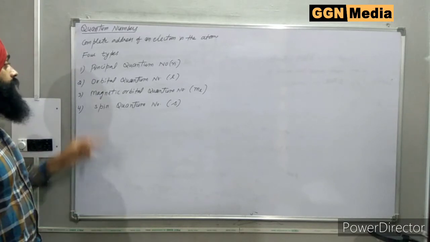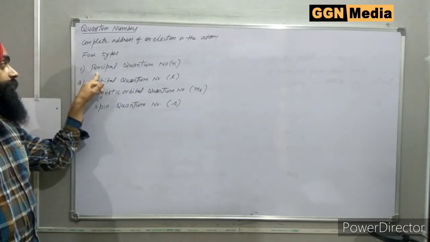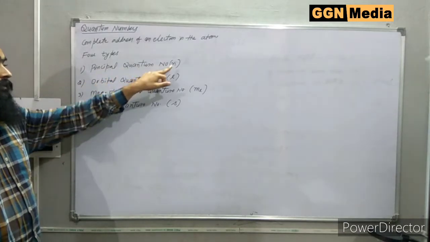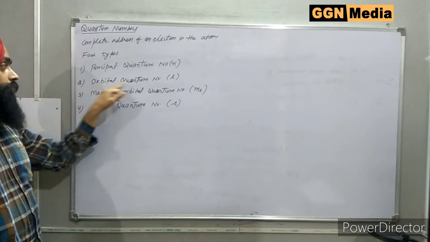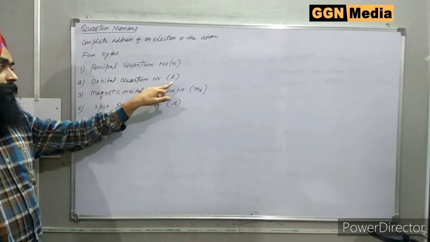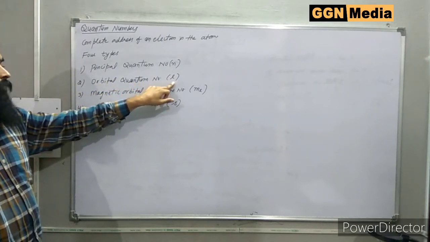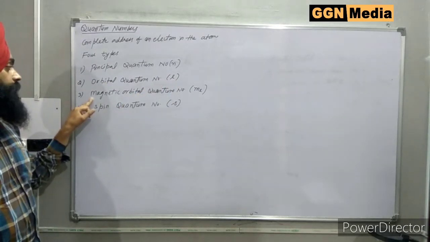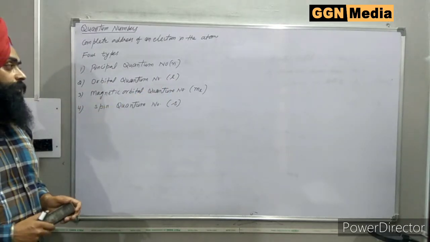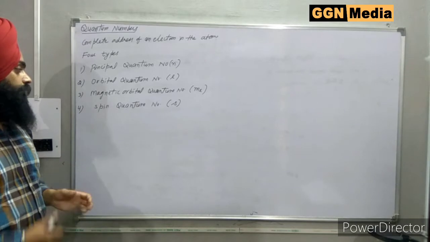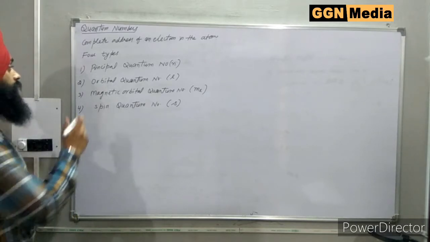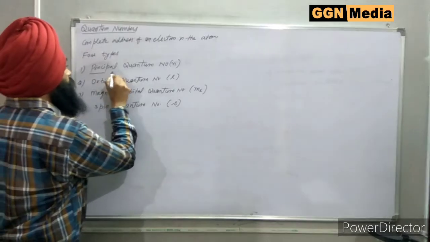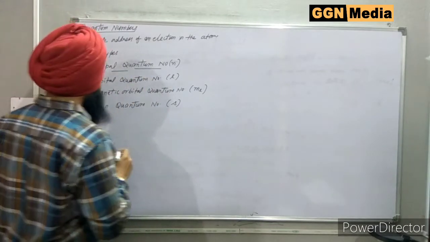four quantum numbers. The first one is called principal quantum number. It is represented by the letter n. The second one is orbital quantum number, represented by letter small l. Then third one, magnetic orbital quantum number ml. And fourth one is spin quantum number s. So let us discuss the first one, principal quantum number.